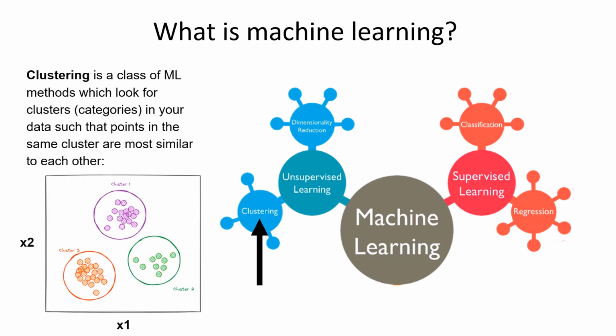Last but not least, clustering is a class of machine learning methods which look for clusters in your data such that points in the same cluster are most similar to each other. For example, in the below figure, all samples whose features are similar to each other form one of three distinct clusters.